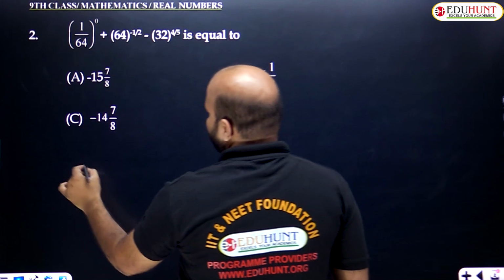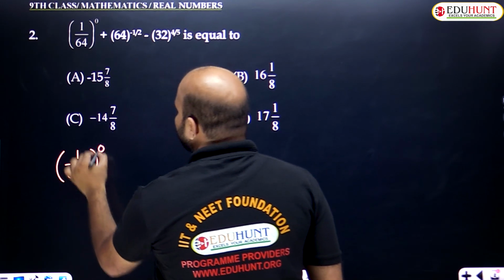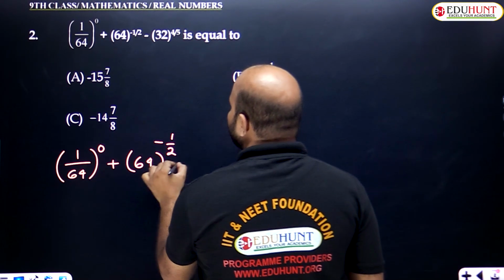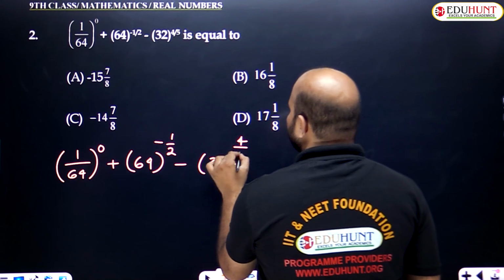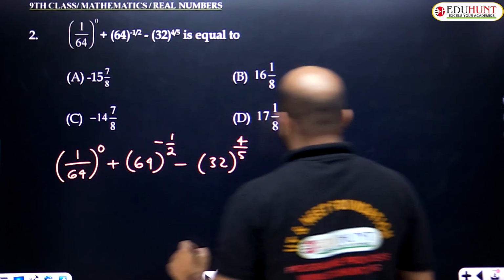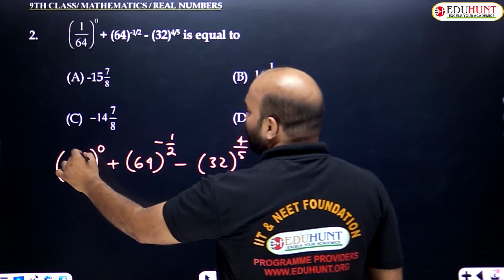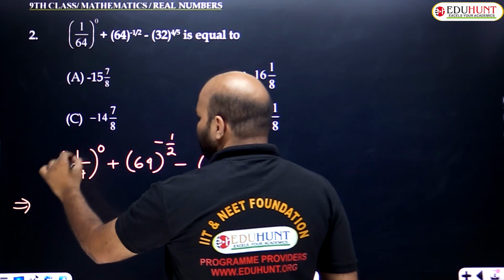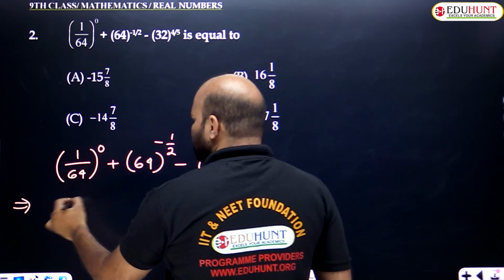Simplify the following equation. What I am given: (1/64)^0 + 64^(-1/2) - 32^(4/5). This is the given equation. So firstly, according to the laws of exponents, a power 0 is always 1. So any number to the power 0 equals 1.